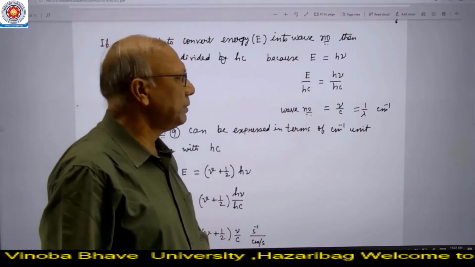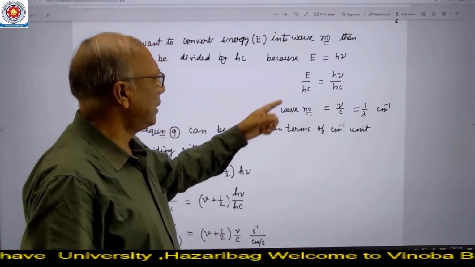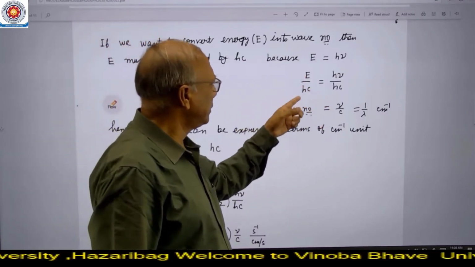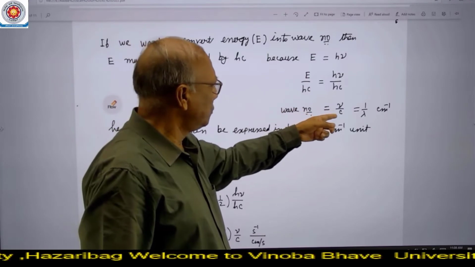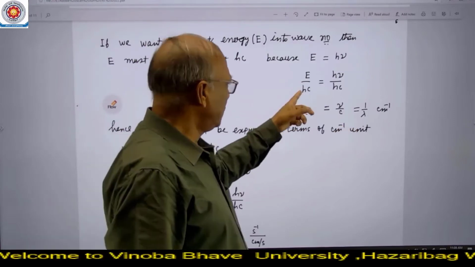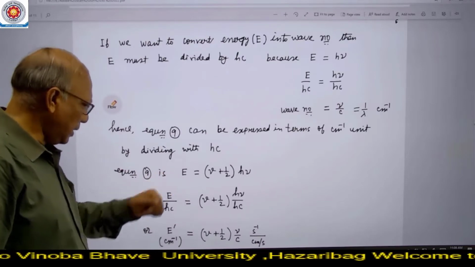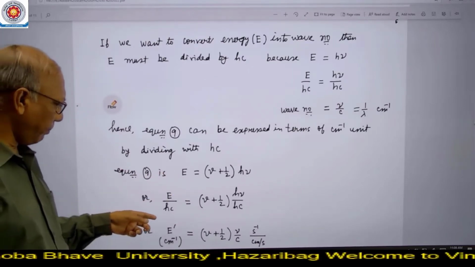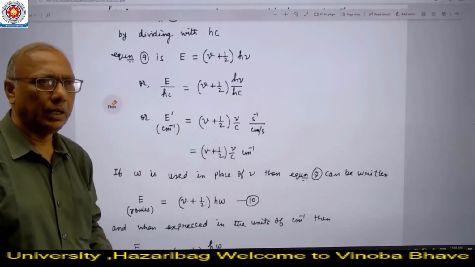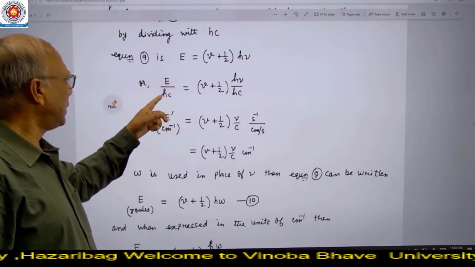then E must be divided by hc, because we know that E is equal to h nu, and if we divide both sides of the equation by hc, then the left hand side becomes nu by c is equal to 1 by lambda, and that is the wave number. Hence this equation 9, when divided by hc on both sides, we will get the energy in the form of wave number, and the unit will be per centimeter. So here this equation is divided by hc.